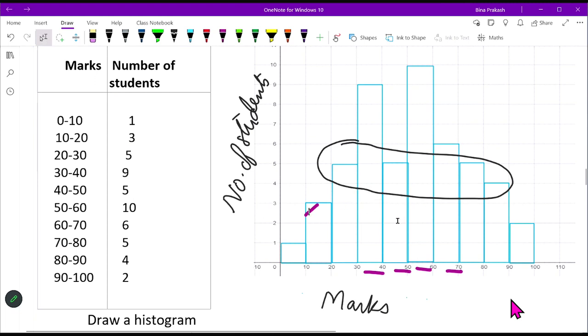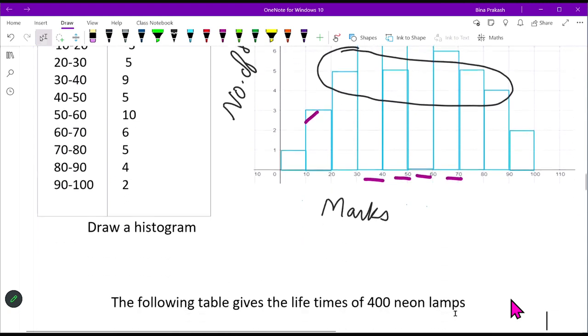Fine. So the condition to make this histogram is that the intervals should always be continuous and of equal length. That is, the width of each class interval should be the same. So we have this particular data based on the conditions that the class interval's length is the same, and each class interval is continuous. Fine. Now we move on to the next example.